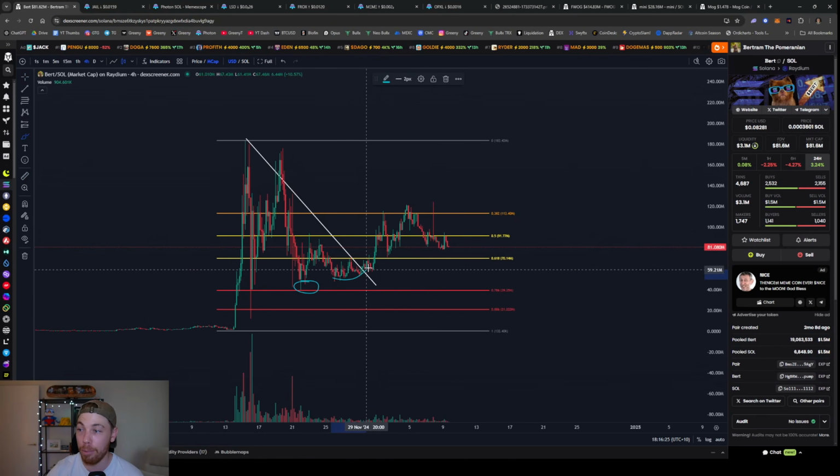So as you can see here, BERT was beautiful. We got multiple TPs hit. I'm taking initials out of that 2x mark, and I'm taking more profits off at the table as we reach all of these different Fibonacci extension levels. But what I like to see is continuation of that trend. So how do I know that?